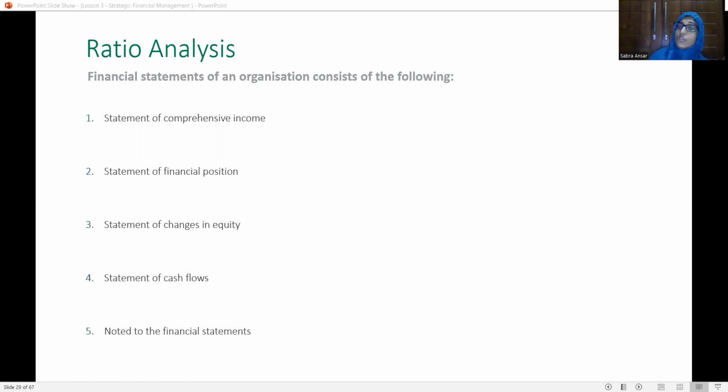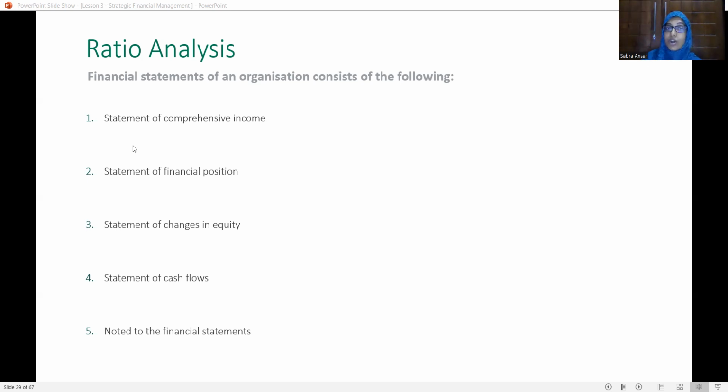Now, before talking about ratio analysis, we'll try to understand what the financial statements are that an organization uses, because in order to do a ratio analysis you obviously need to take certain sections from the organization's financial statements. So as you can see here, there are five main financial statements that are used by an organization in order to do the ratio analysis.